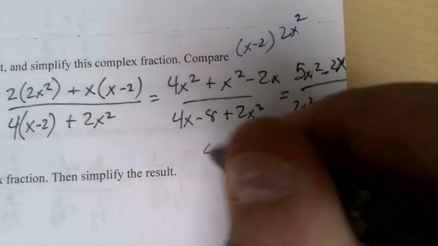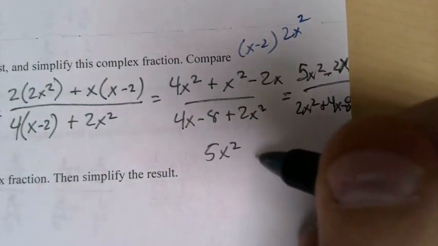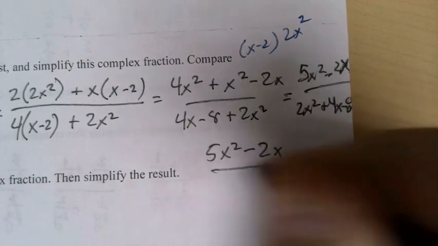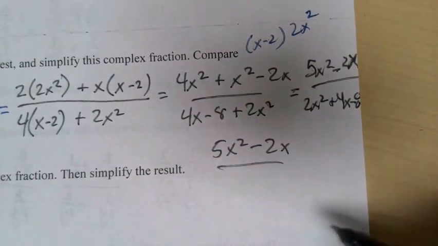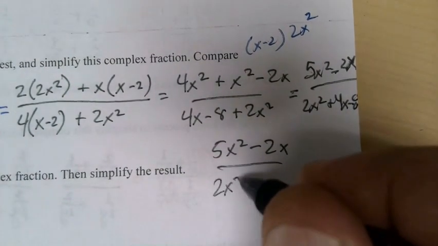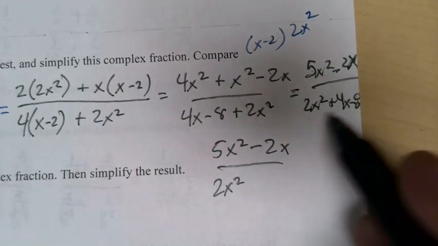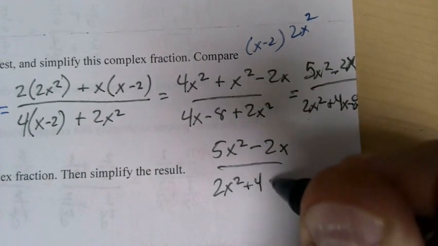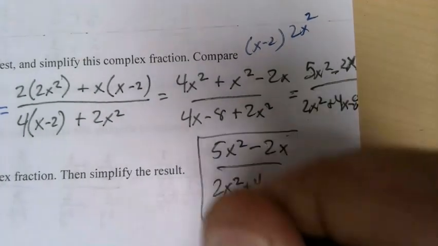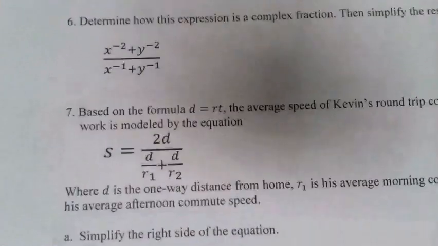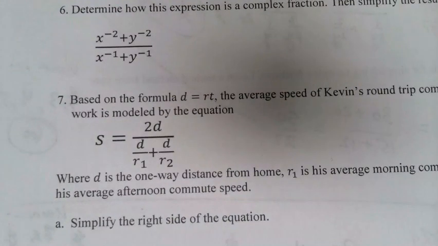Let me unsquish this thing. So I got 5x squared minus 2x on the top, all over 2x squared plus 4x minus 8. Okay, there we go. Now, check this out. This looks ugly for a moment. Whew, it just looks ugly.